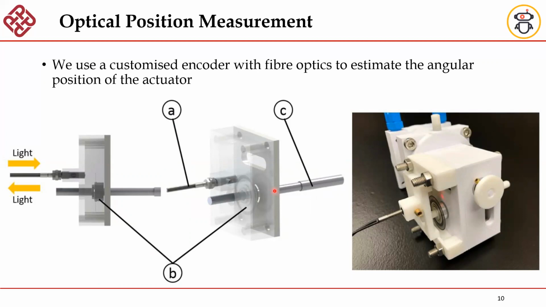So to read the position of these motors, we are basically just sending light inside the MRI room, and by using very standard encoding principles, by counting the number of pulses, we can estimate the angular position of this motor.